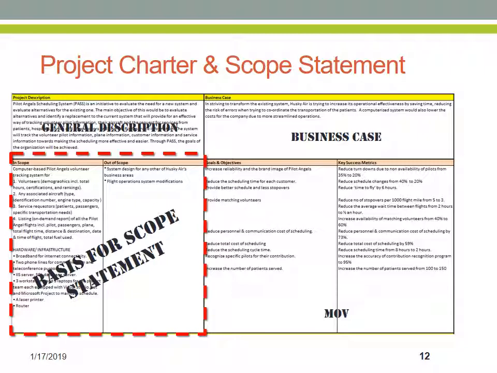From the project description is derived an in-scope and out-of-scope section. In the in-scope section, we define specifically what it is that the project is supposed to deliver. That includes a detailed description of the product or service and what it is designed to do. And it also includes a specific description of what it is not designed to do. It is important that we define not just what is in scope for the project, but that we also define what is out of scope for the project.